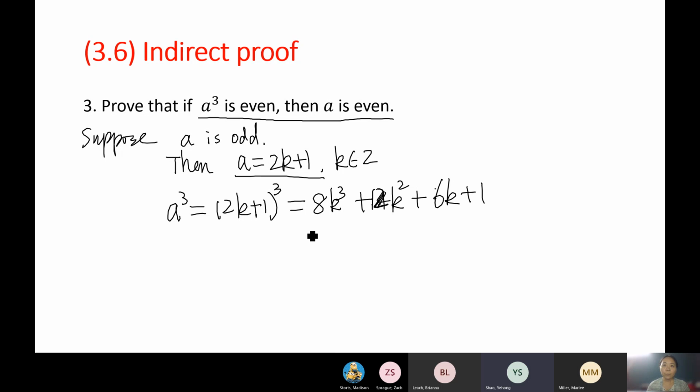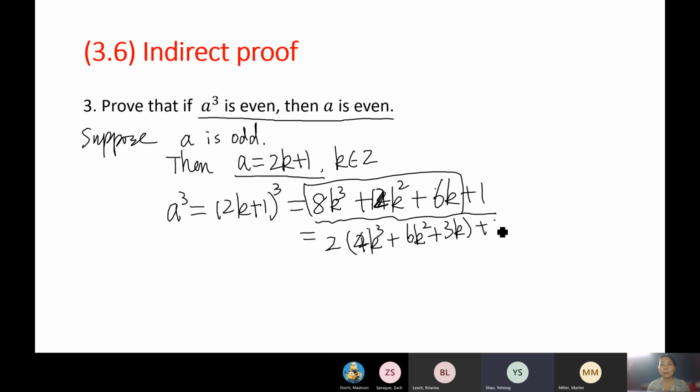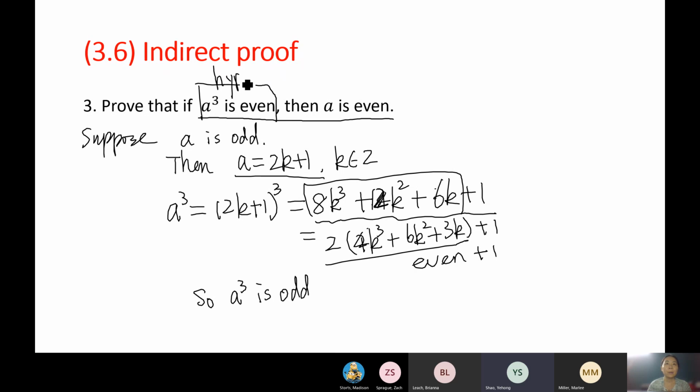Okay, and notice that this cannot be even, right? Because we can factor 2 out of the first 3 terms, and there will be a leftover 1. That tells us clearly, because that's even, when you add 1 to an even number, definitely it's going to be odd. So A cubed is odd. But what do we know about A cubed? That's the hypothesis. The problem tells us A cubed is even. So that's a contradiction, contrary to the hypothesis that A cubed is even.